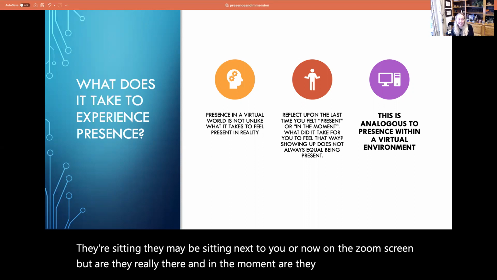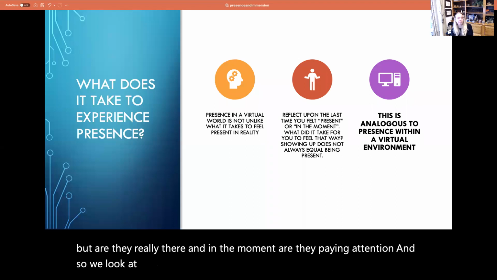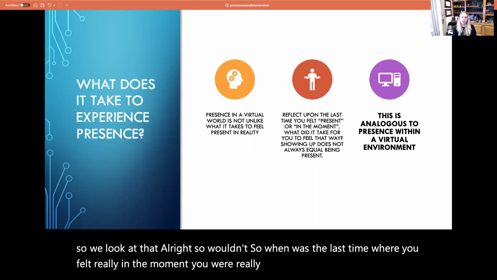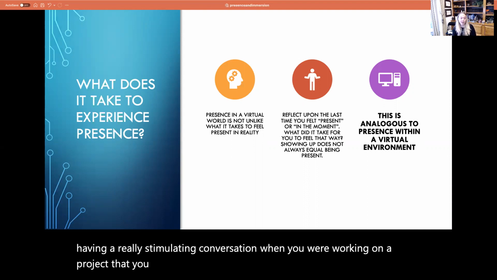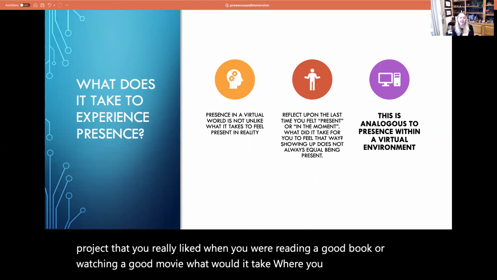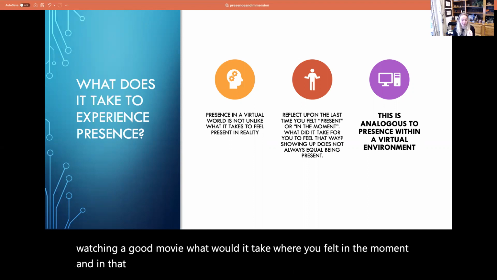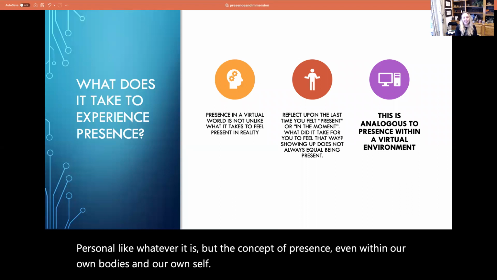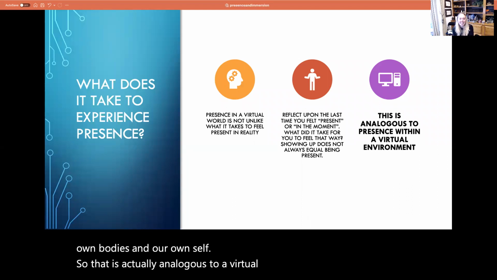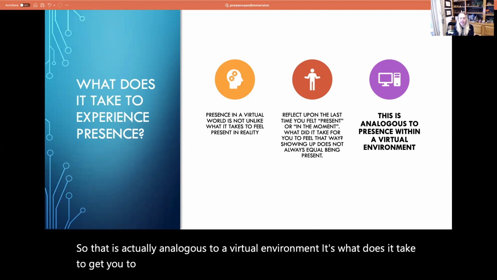Are they paying attention? So we look at that: when was the last time you felt really in the moment? You were really present. Was it when you were having a really stimulating conversation, when you were working on a project that you really liked, when you were reading a good book or watching a good movie? What would it take where you felt in the moment, whether it be your working world, personal life, whatever it is, but the concept of presence, even within our own bodies and our own self. So that is actually analogous to a virtual environment. It's what does it take to get you to stop and be in the moment and to experience that internally.